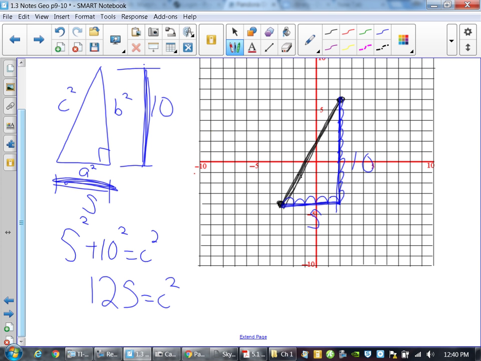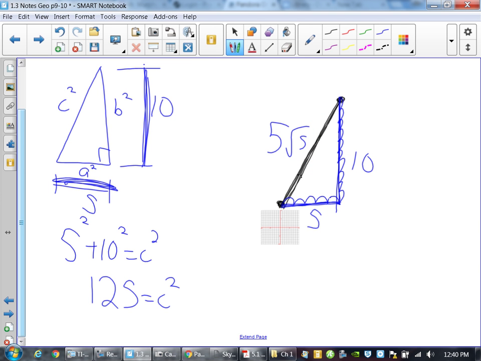Now here's what's great about this calculator. When you take the square root of 125, it gives you a simplified radical form. It tells you that the answer is 5 root 5. So this distance here is 5 root 5. And that's what we're going to be doing. You're going to have all of your answers in terms of simplified radical form.